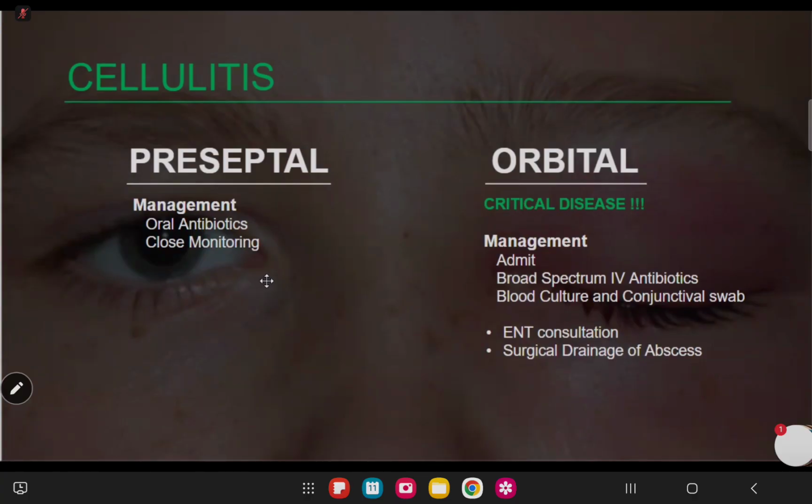We also have to refer the patient for ENT consultation since the most common cause would be from your sinusitis. It could be from your ethmoid sinusitis, ethmoidal, no? Ethmoid since it is the nearest to your orbit. And then we do surgical drainage if there would be abscess formation.